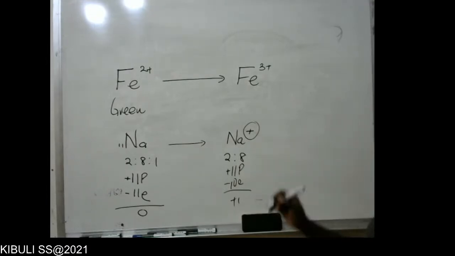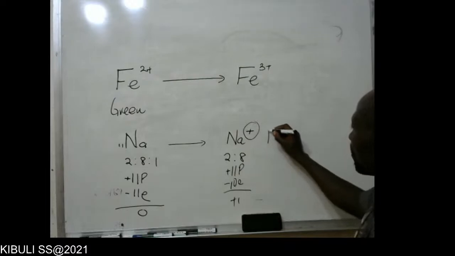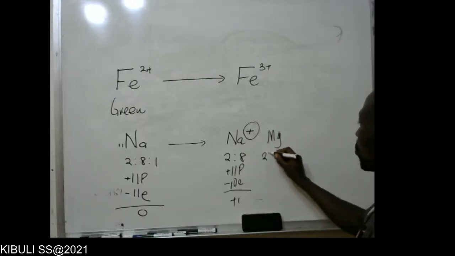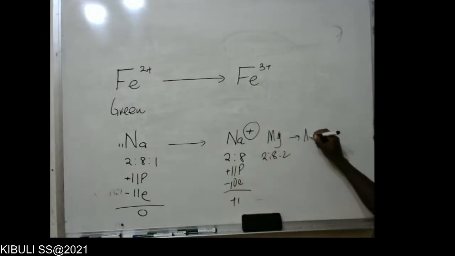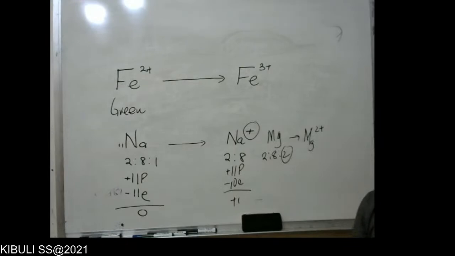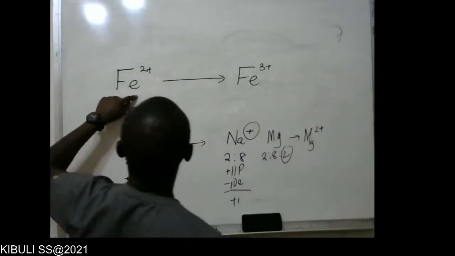So it's a sodium ion. What about if it was magnesium? Mg, which is 2, 8, 2. So what shall we form? Mg2+, because it shall lose these 2 electrons. Are we there?